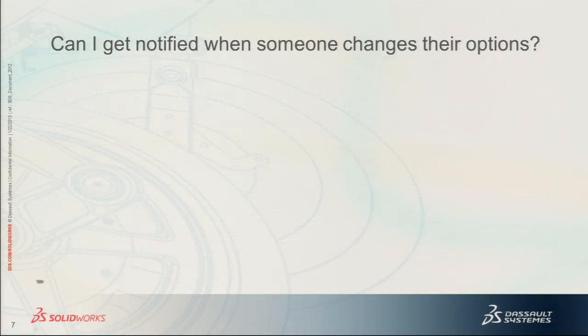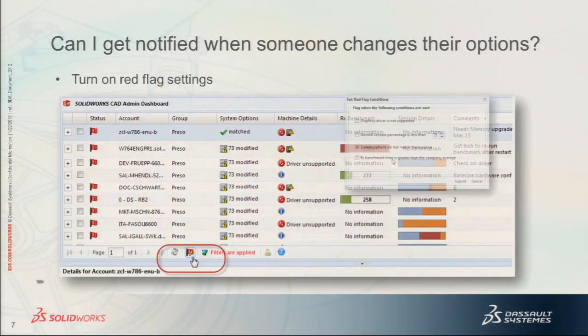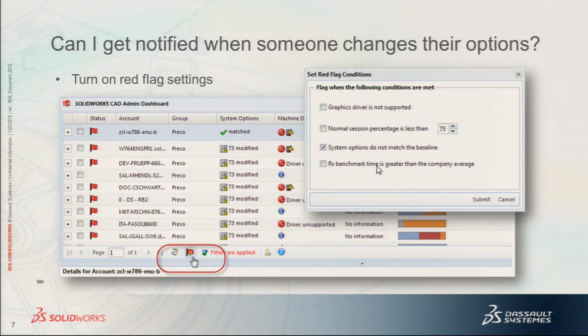The next thing that we've found to be kind of a natural question after that is, okay, I've got everybody set, I've pushed out my options. Now what happens if somebody goes and changes something? How do I know? Do I have to go through each machine and look for each guy? The answer is no. We have a way to red flag machines in the summary section so that you can actually get them red flagged and pop them up quickly. So there's a red flag button down at the bottom. You choose your flag, and that turns on the flag for each of these.